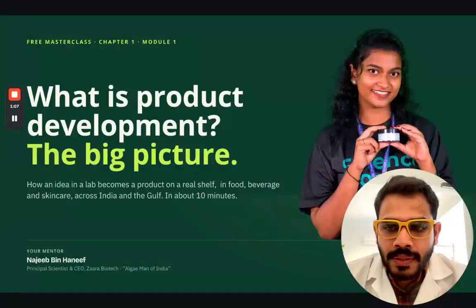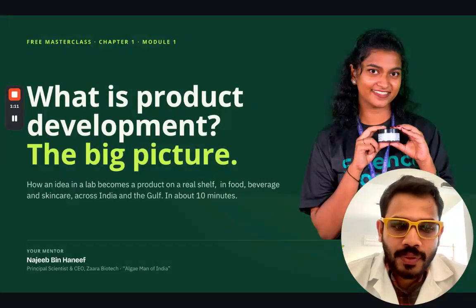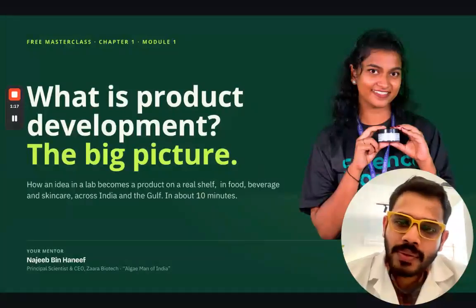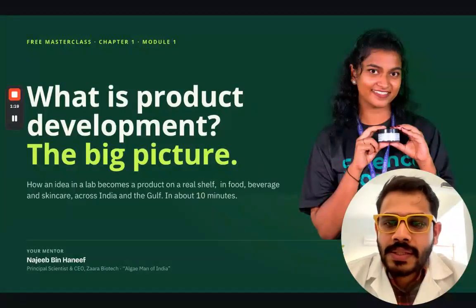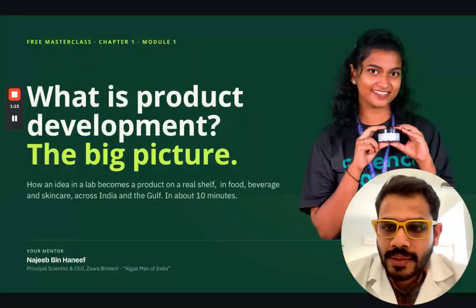The initial stage of product development is specifically ideation: how we identify a problem from the market and how we can solve that problem. This discussion is mainly focused on food and beverages as well as skincare, and how the product development is to be done.